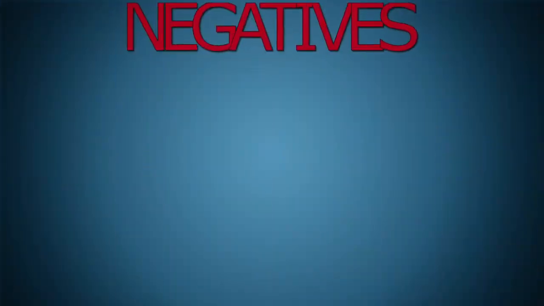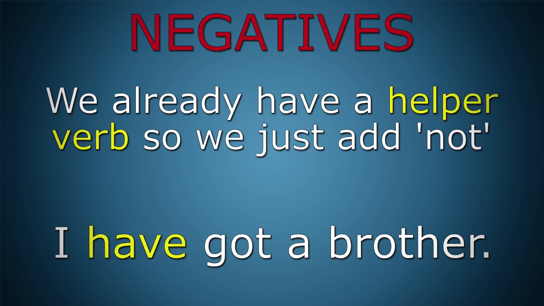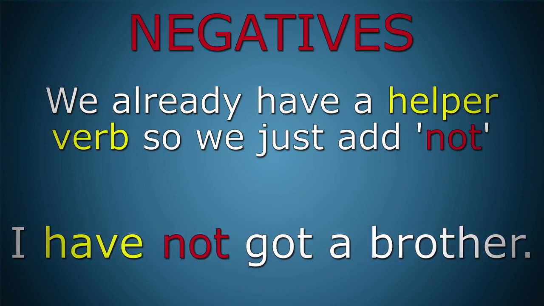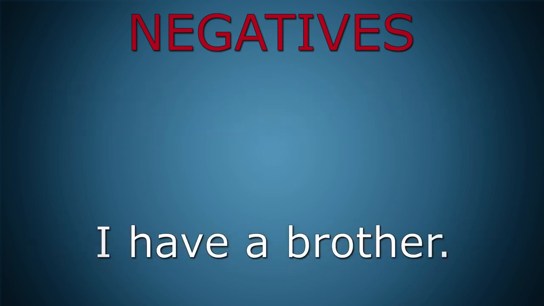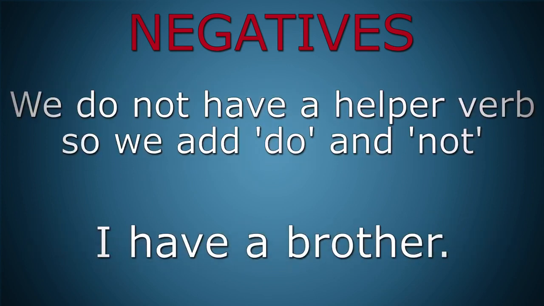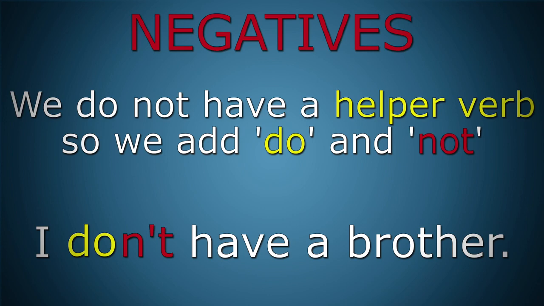Let's look at making negatives. In our first example, we already have a helper verb, so we just add not, and it becomes, I have not got a brother, or I haven't got a brother. In our second example, we do not have a helper verb, so we add do and not, and it becomes, I don't have a brother.